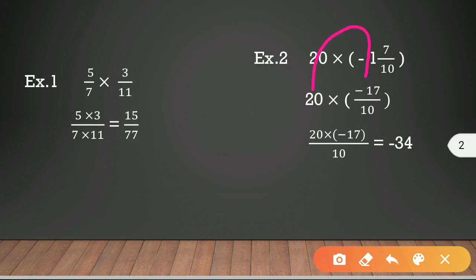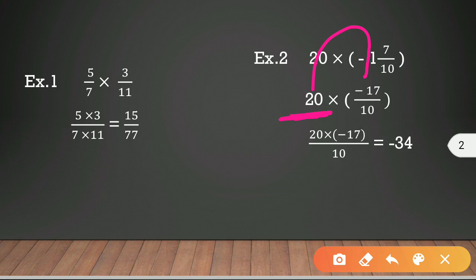Multiply the numerators, which gives you 20 into minus 17. Now multiply the denominators. The denominator of 20 is 1, so in the denominator it will give you 10 into 1, which is equal to 10.